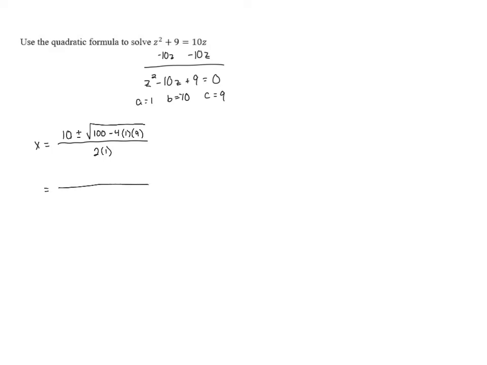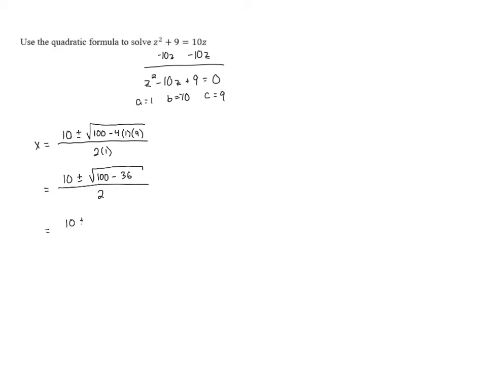Now let's examine the radicand. We've got 10 plus or minus the square root of 100, and that's going to stay a subtraction because there's not another negative to cancel out. And in this case, 4 times 1 times 9 is 36. So we've got 100 minus 36 under the radical. And in the denominator, 2 times 1 is 2.